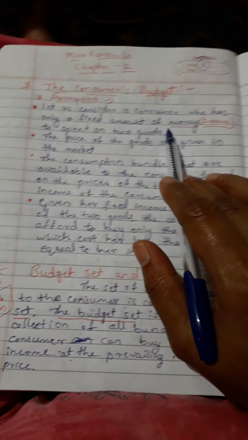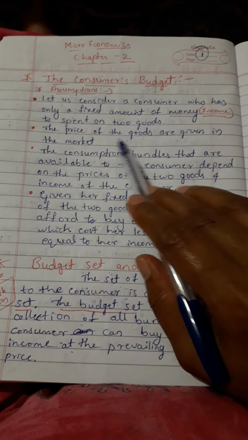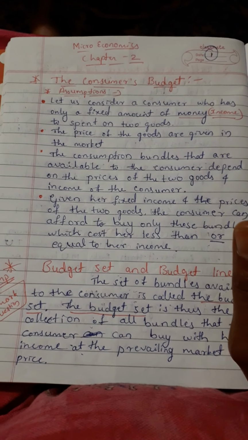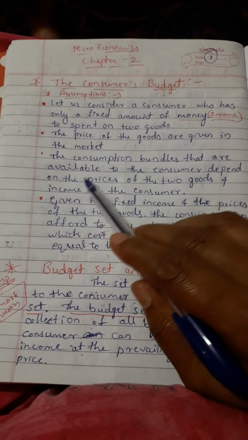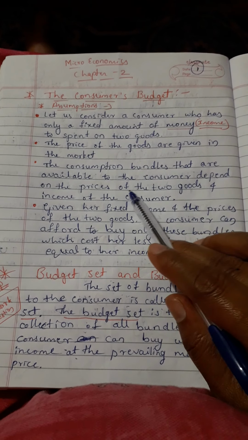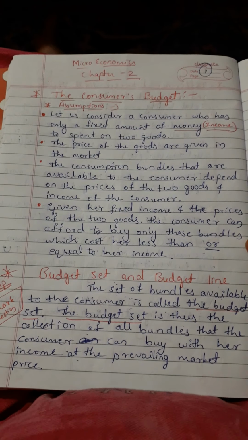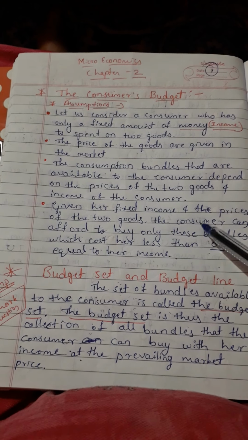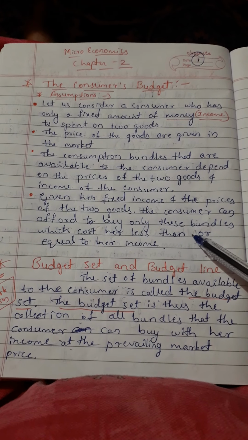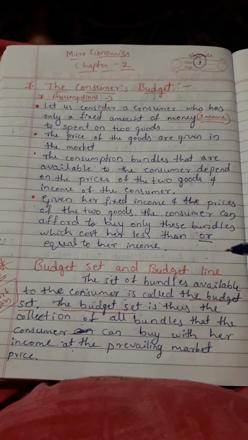Let us consider a consumer who has only a fixed amount of money. Money means here income. M means income to spend on two goods, X1 and X2. X1 denotes bananas and X2 denotes mangoes, and the prices of the goods are given in the market. The consumption bundles available to the consumer depend on the prices of the two goods and the income of the consumer. Given her fixed income and the prices of the two goods, the consumer can afford to buy only those bundles which cost her less than or equal to her income.